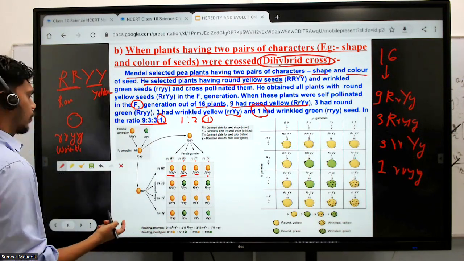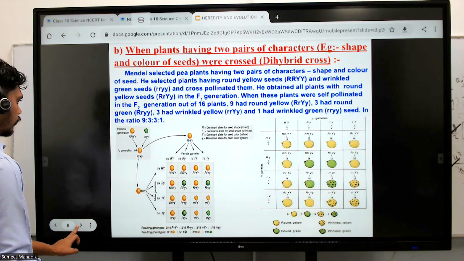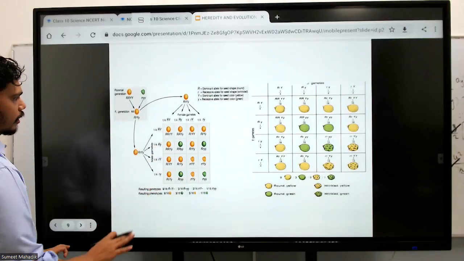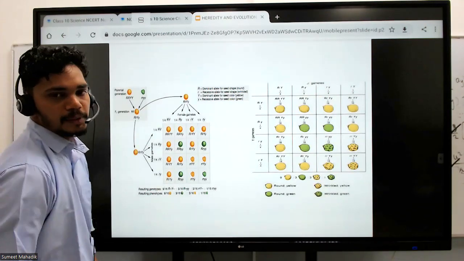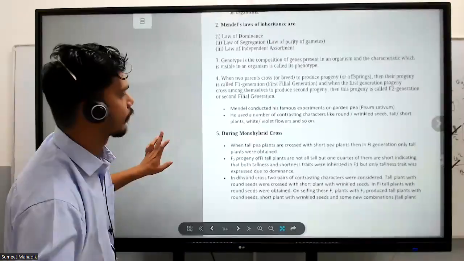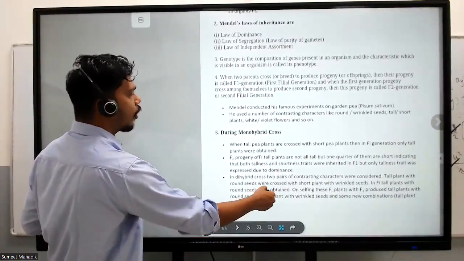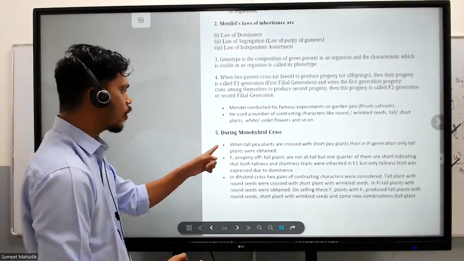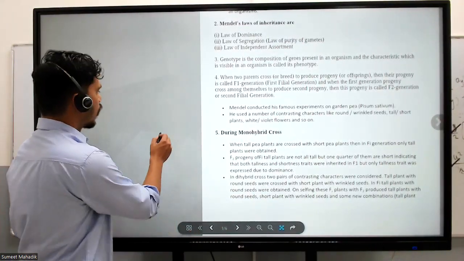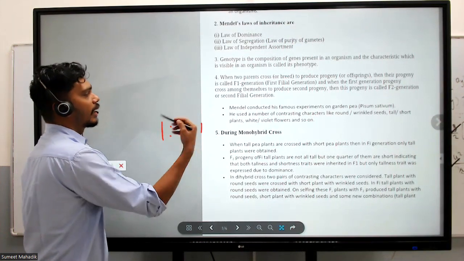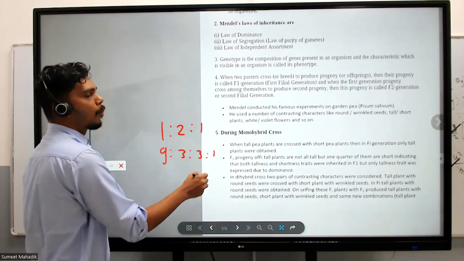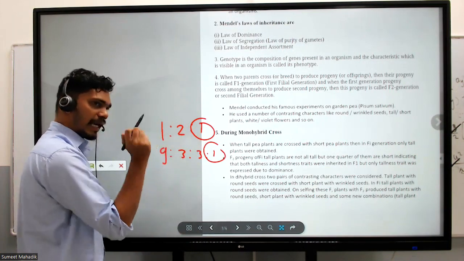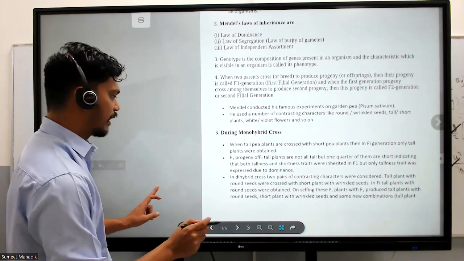This point is clear? Okay. Let's move further. This is the table. Again, we got to talk about that. Okay. So this point is very much clear to you. So we got the ratio. In the case of monohybrid, what is the ratio we got? 1 is to 2 is to 1. In case of dihybrid, we got the ratio 9 is to 3 is to 3 is to 1. So recessive also getting expressed. Okay, we can't deny that.